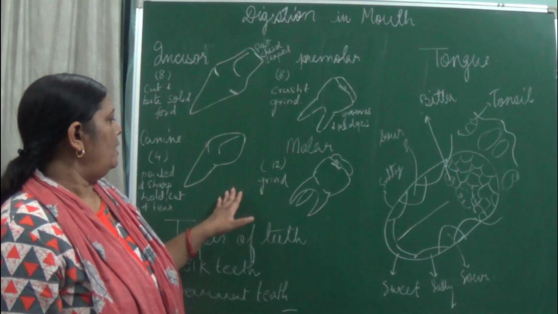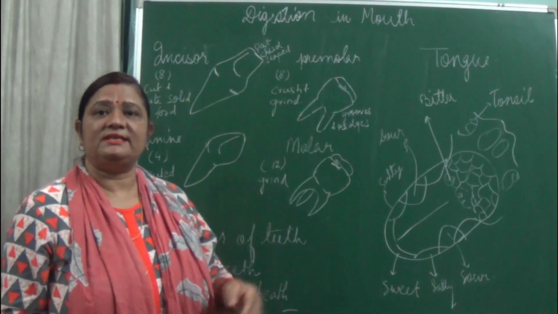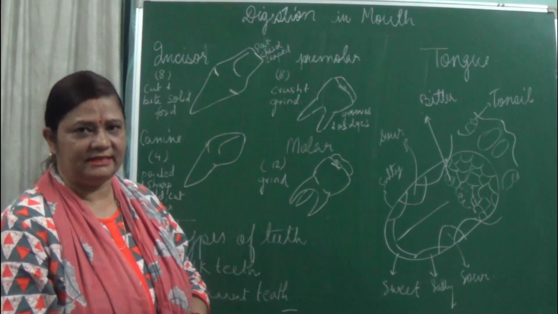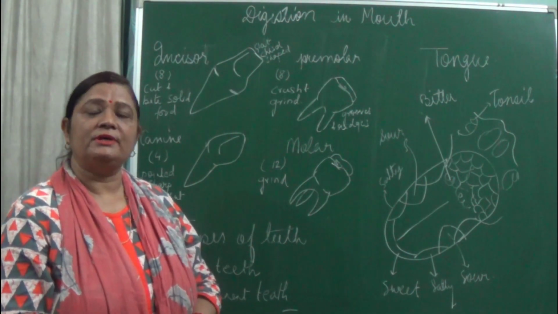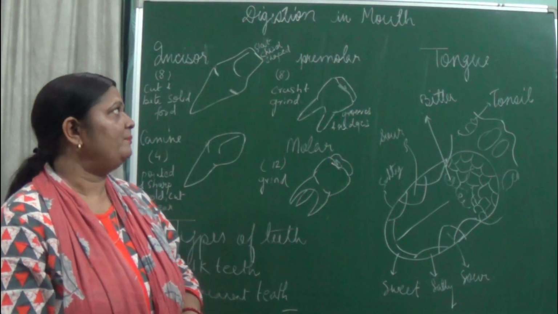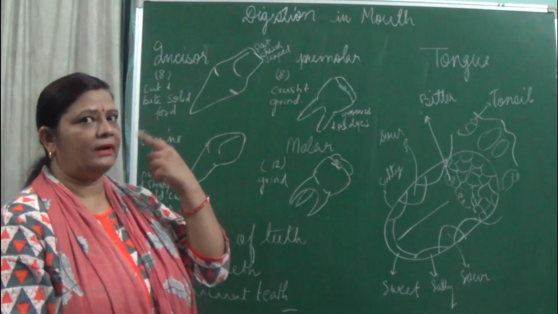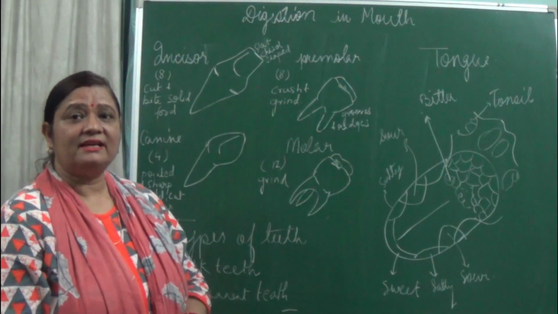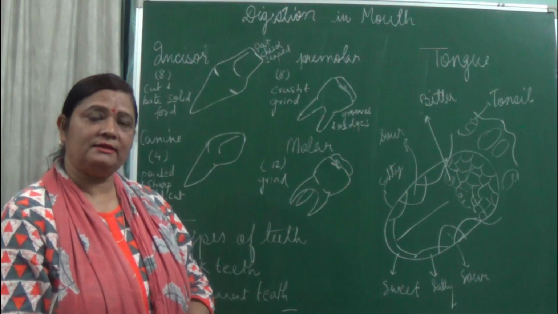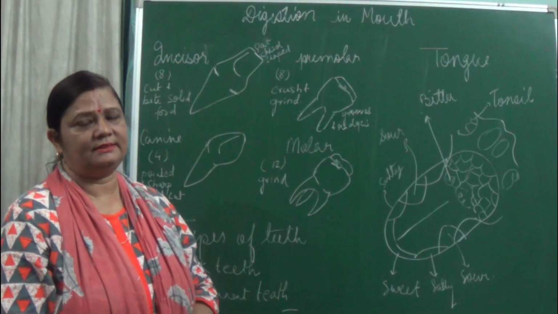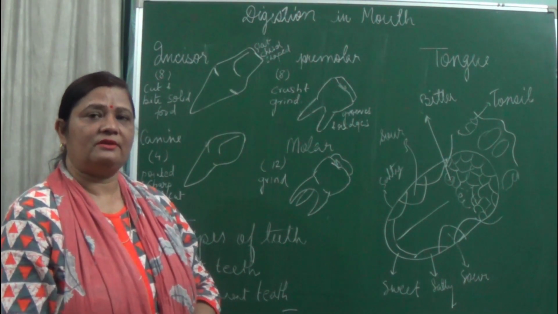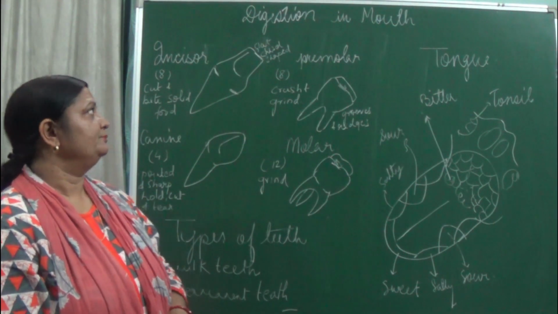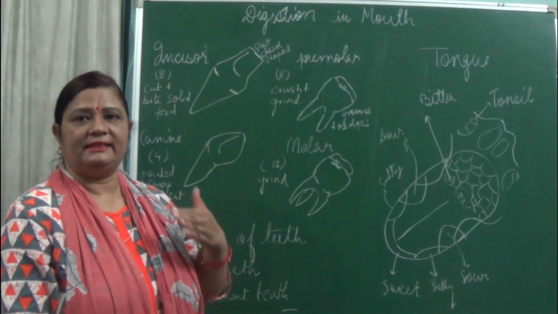So what is ingestion? Taking in food and putting it inside the mouth is ingestion. From the mouth, the digestion starts. This whole mouth, the buccal cavity, consists of what? Teeth, the tongue, and salivary glands. What is the function of the salivary glands? To secrete saliva. First we will be studying teeth.